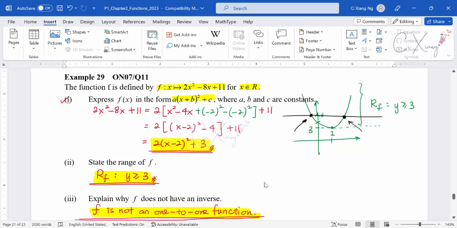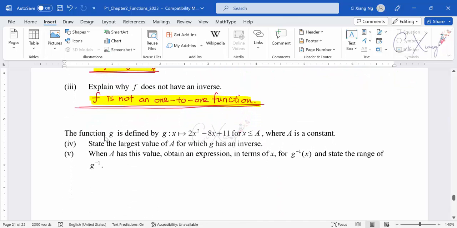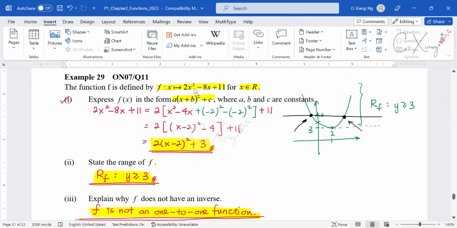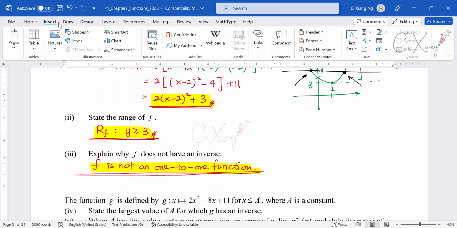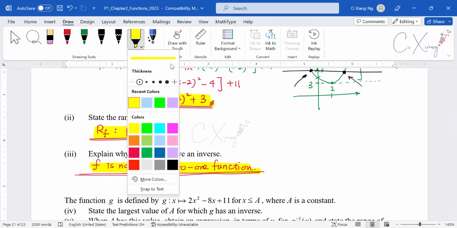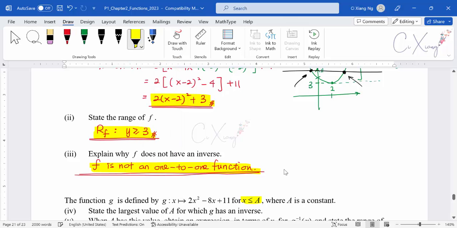All right, then let's have a look at part number 4. Okay, now we have a function g and it is defined like this. So you can see that the expression for the function g is actually the same as the function f. So what's the difference between g and f? It is in the domain part. So you can see that the domain for g is x smaller than or equal to a, where a should be a value, right? It's a constant.